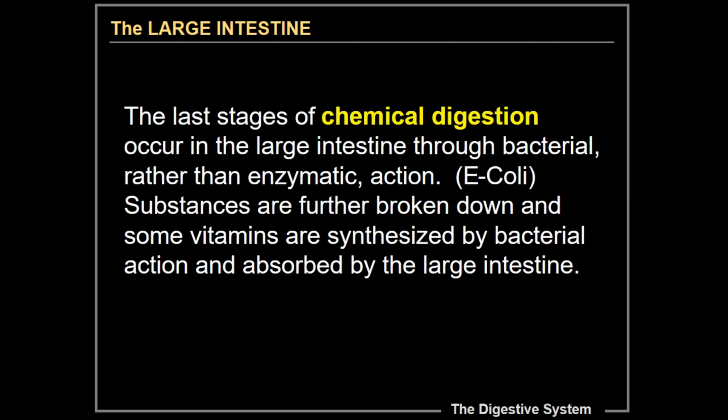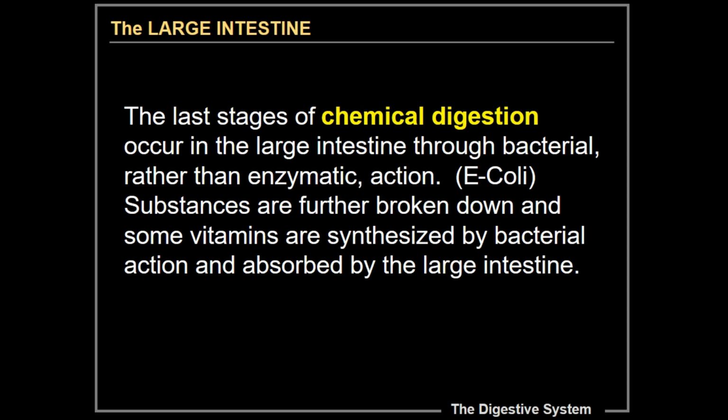The last stage of chemical digestion occurs in the large intestine through bacterial rather than enzymatic action. So again, we discussed this on one of the earlier lessons. This is where E. coli, the bacteria that if it's on your food is not good. You don't want E. coli in your bloodstream. You don't want it outside of your colon. You really only need it in your colon. It's considered a coliform bacteria, and it does actually help prepare whatever's left over, that indigestible material, for removal out of the body.